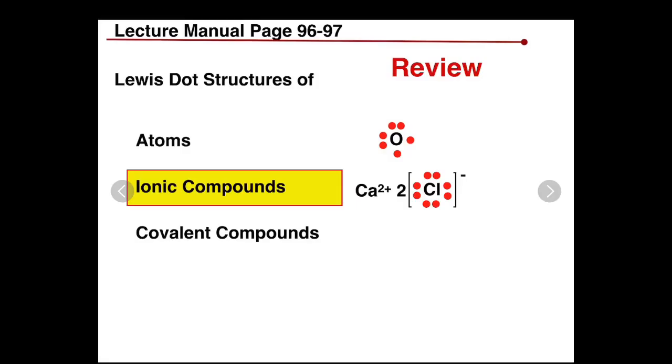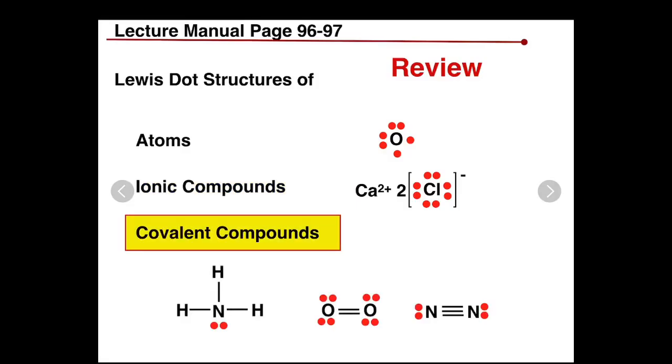Okay, and the last thing that we looked at is the covalent compound, which means that their electrons are shared between each atom. That's why we indicate them as either a single bond, double bond, or triple bond. And the electrons that are not shared, we call those lone pairs.